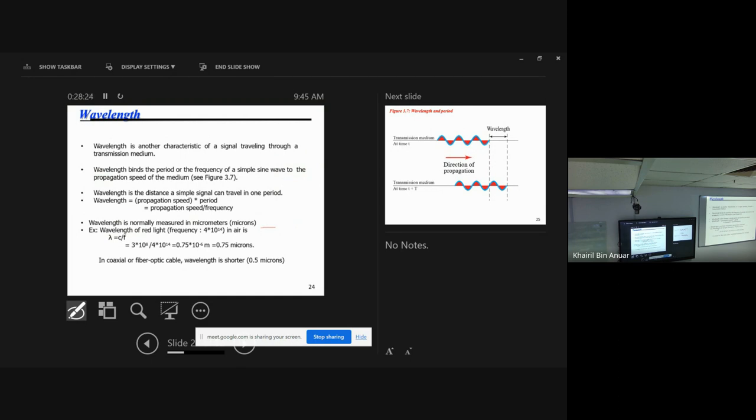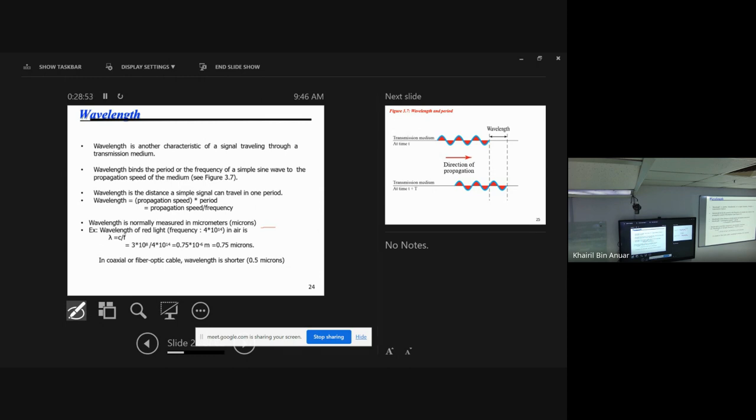Okay, another characteristic or parameter that we also need to identify is what we call wavelength. How do we define the wavelength? The first line represents how we define the wavelength. So wavelength is another characteristic of a signal through a transmission medium. A wavelength itself is actually the propagation speed times the period. So this is how you define it.